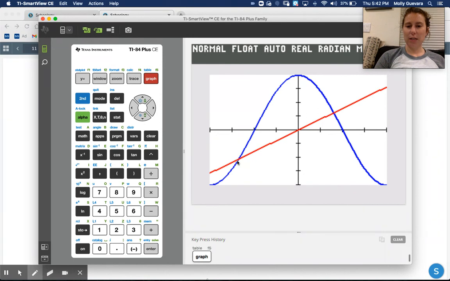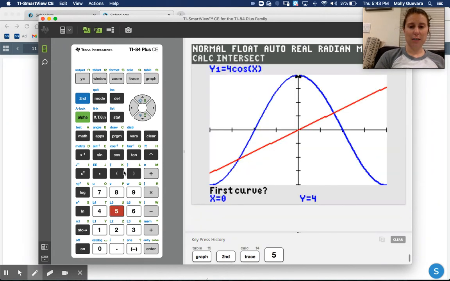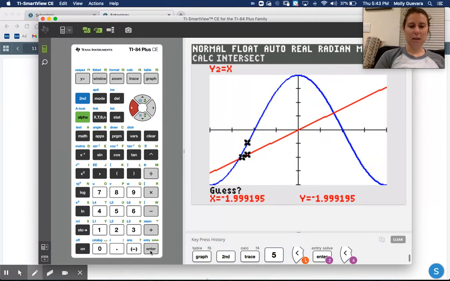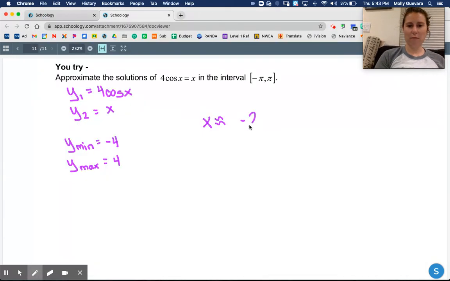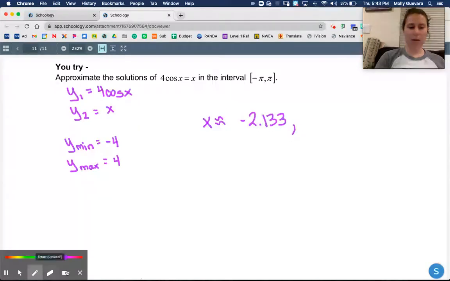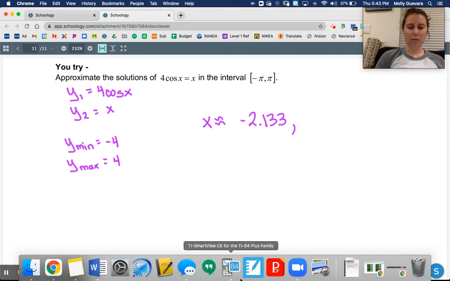And here I can clearly see that it crosses twice in this interval from negative pi to pi. So I'm going to do my second trace, intersect. It says, is the blue line correct? And I say yes, but I want it down here. So yes, yes, it's good enough, yes. And I have negative 2.133 as one of my answers. So negative 2.133. Now we have to do the work to find the second one.